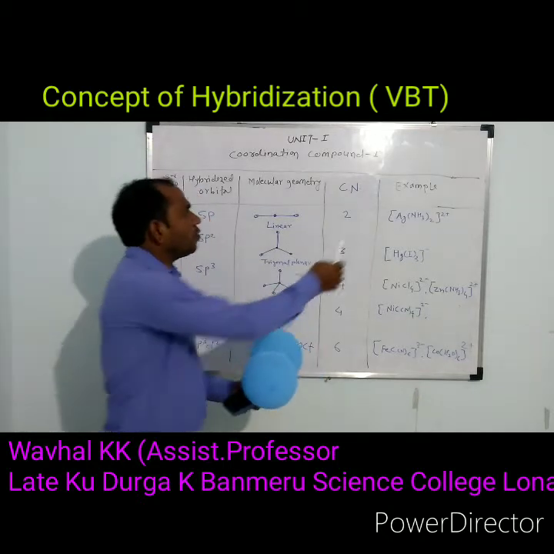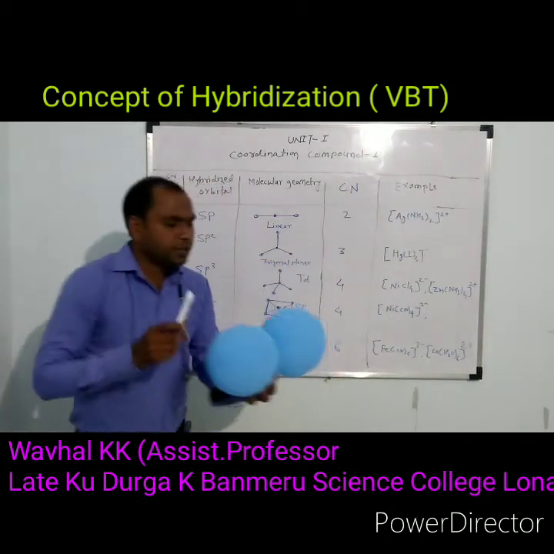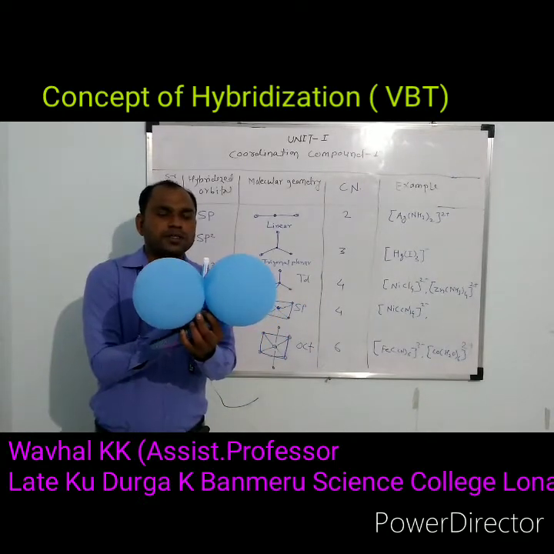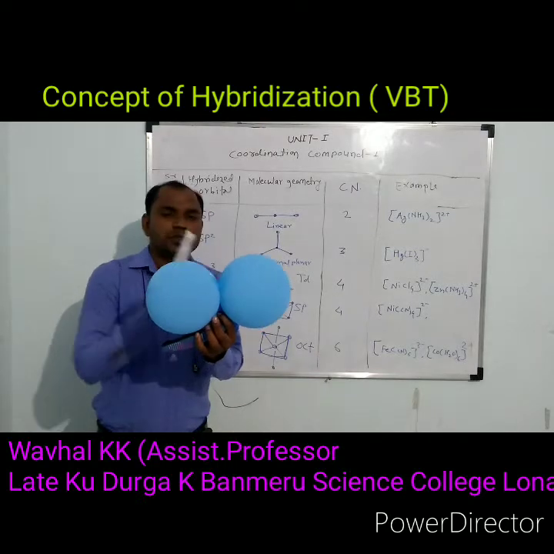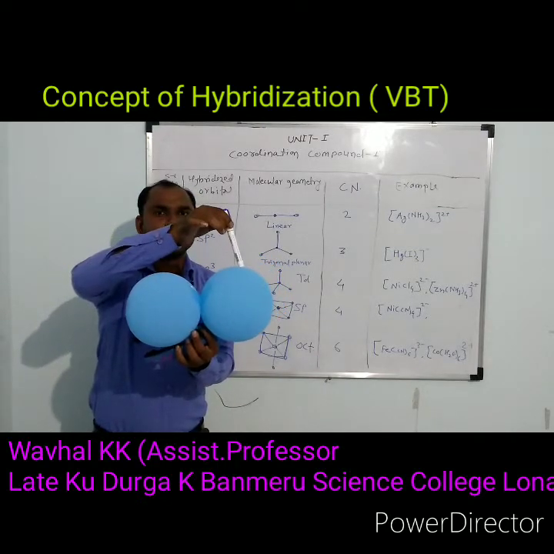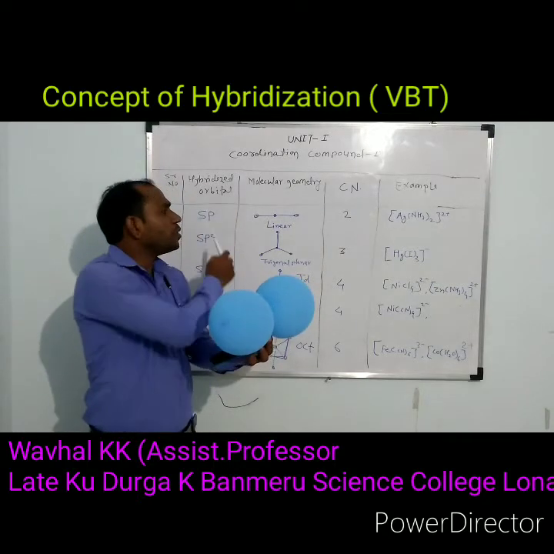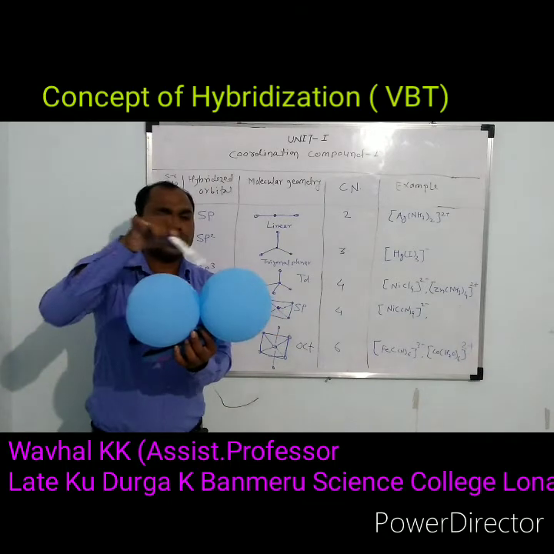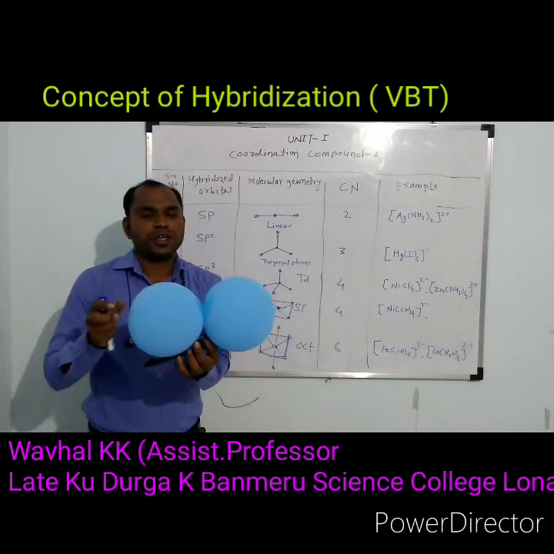And an example of this is Ag(NH3)2 positive. In the center is the Ag ion, then two ammonia molecules, one ammonia molecule here and another here, and in this way there is formation of the sp geometry, and in sp geometry the bond angle between two orbitals is 180.